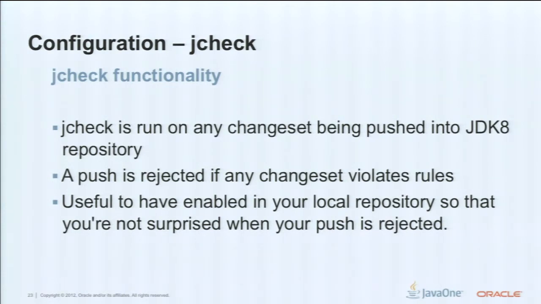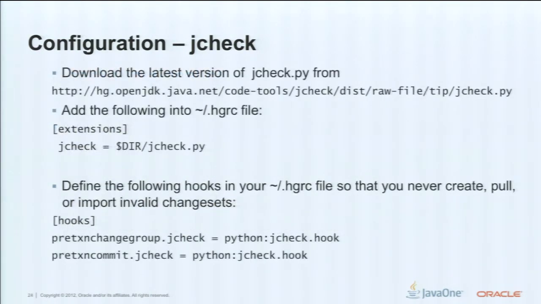For example, if you establish the jcheck extension in your local Mercurial repository, it will validate your changeset locally, so you will not be surprised when you push to OpenJDK. If it's validated locally, it will not be rejected later. But if you are not validating locally, it might definitely be rejected when you push into OpenJDK. And how to configure jcheck?